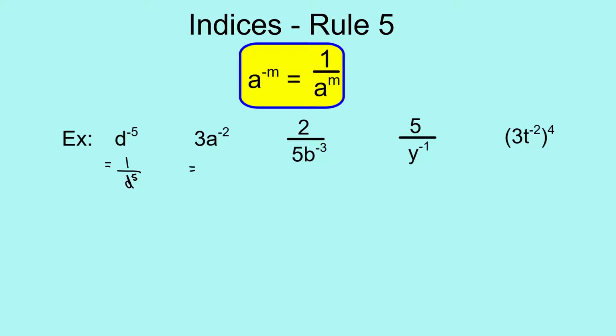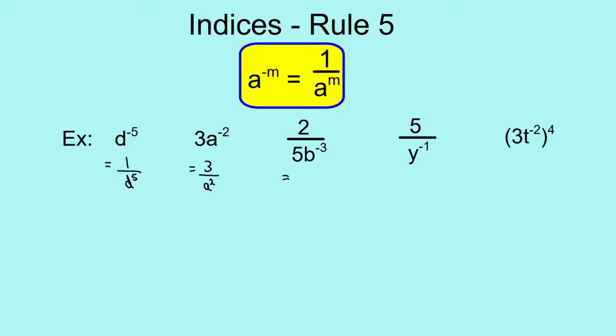Probably a little easier to see with the 3a here rather than just having 1a. So the 3 is a separate term. We're going to keep that here where it starts and where it belongs. And we're going to bring the a to the minus 2 down to the bottom line and make it a to the power 2. Common mistake there is people take the whole thing and move it down to the bottom line and make it 1 over 3a squared. Remember, it is just the a that has the negative power. The 3, completely different.